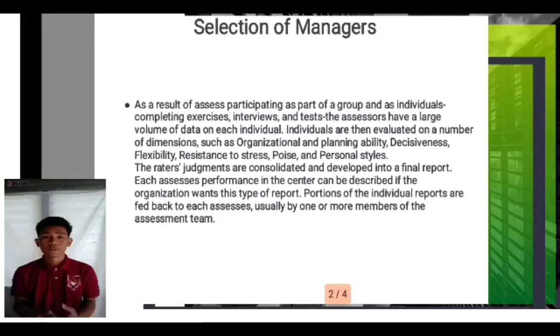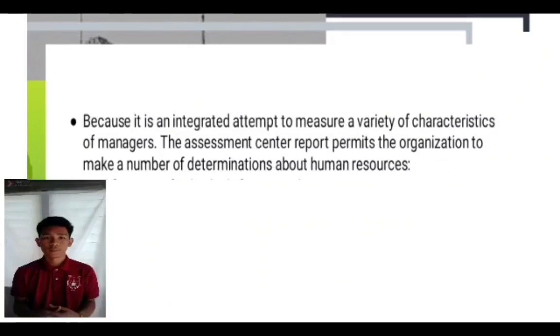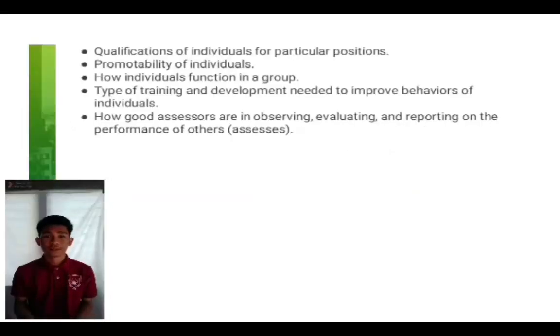Each assessee's performance in the center can be described if the organization wants this type of report. Portions of the individual reports are fed back to each assessee, usually by one or more members of the assessment team. Because it is an integrated attempt to measure a variety of characteristics of managers, the assessment center report permits the organization to make a number of determinations about human resources. And these are the examples.